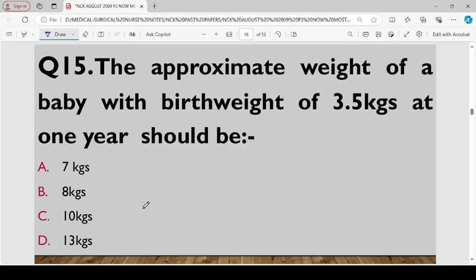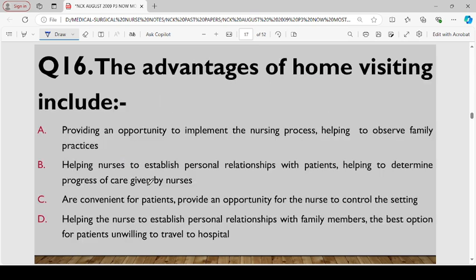The approximate weight of a baby with a birth weight of 3.5 at 1 year should be, remember when looking at birth weight, it will double at 6 months, right? This is when the birth weight is doubling. But it should triple at 1 year, right? When you triple this, it should give you 10.5, all right? This is closer to the correct answer, right? So C is our best answer there.